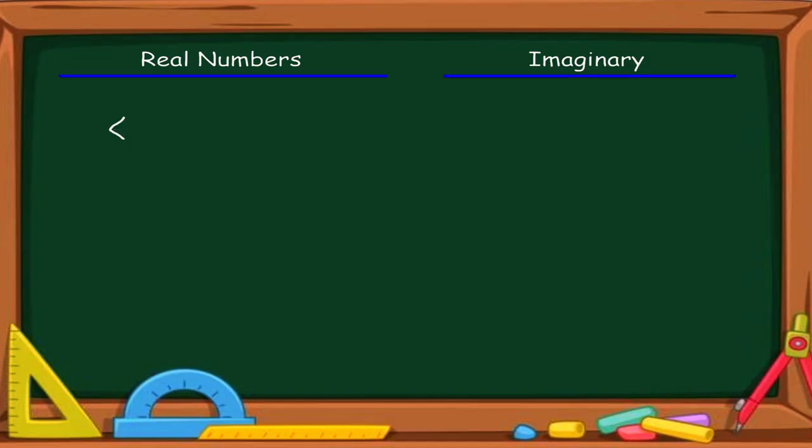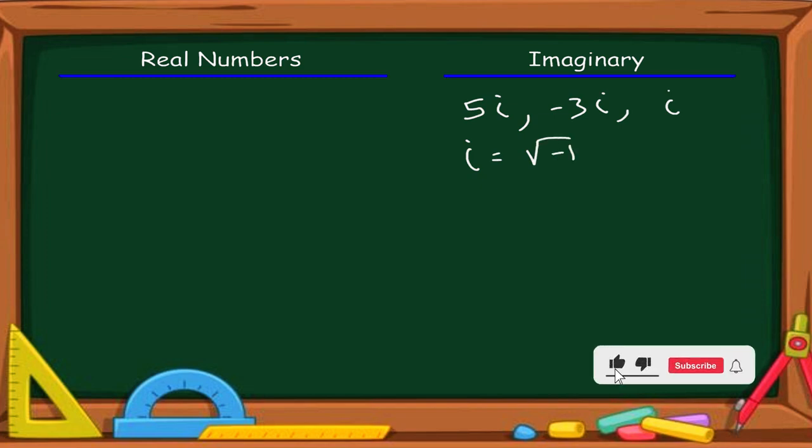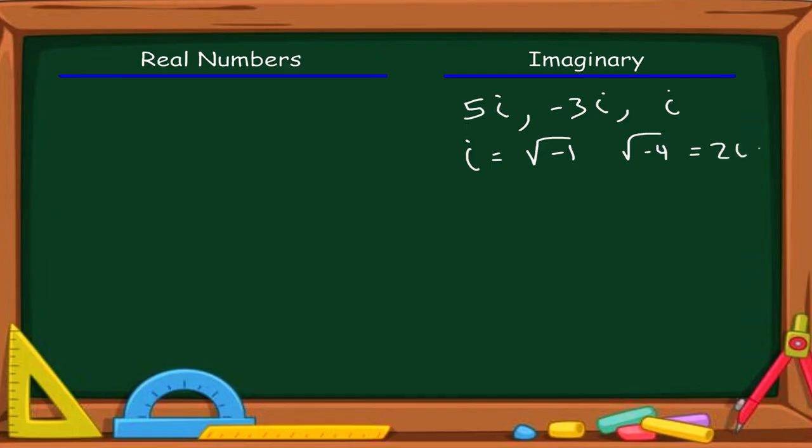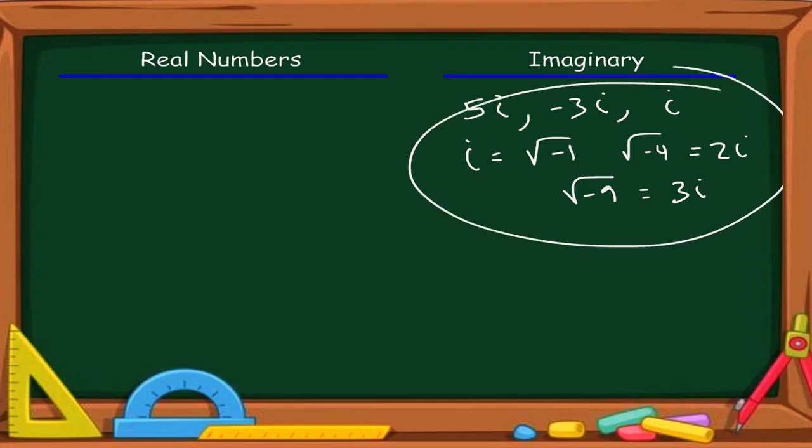If you see an i next to a number, 5i, negative i, those are imaginary numbers. i is equal to the square root of -1. You can't plot the square root of -1 on a number line. It's just not going to work. So the square root of -4, that is an imaginary number. That's equal to 2i. The square root of -9, that's also imaginary. That's 3i. So these numbers are not real numbers. So any number that's not in this category, those are real numbers.